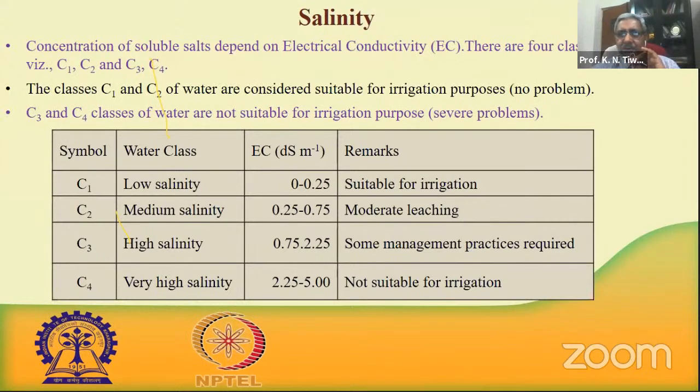For irrigation purposes, we normally go for an infiltration test using the double ring infiltrometer, or simply the infiltration rate equation is used. That infiltration rate equation is used to find out the constant rate of infiltration, and that basic rate of infiltration is used for the design of the irrigation system.